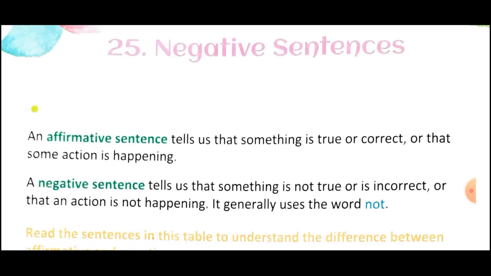So to express the thing which is wrong or incorrect or should not happen, in a negative sentence you will use not. The word not is used in negative sentences. So you can clearly identify affirmative, that is positive sentences, and negative sentences. If not is not given, then it is an affirmative sentence, and if not is given, then it is a negative sentence.